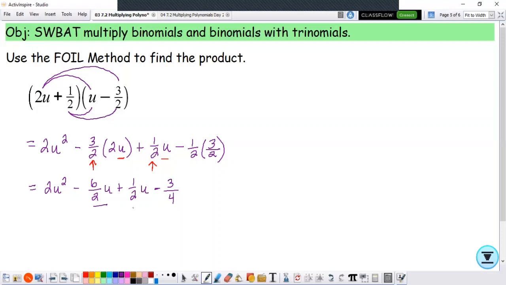And then we can combine these two terms in the middle for 2u squared. Negative 6 halves plus 1 half. We have a common denominator, so negative 6 plus 1 becomes a minus 5 over 2u minus 3 over 4. So even though we have fractions in our binomial, we can still use the FOIL or the distributive property to multiply.